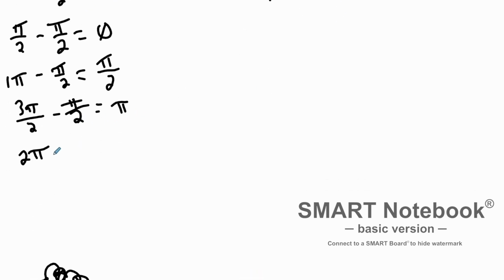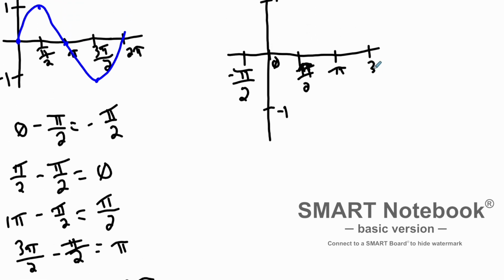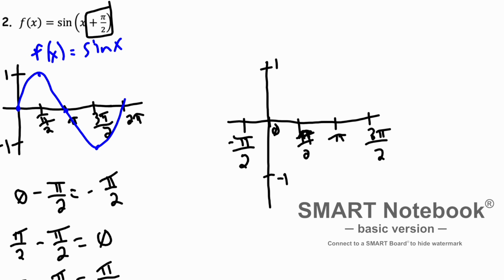And the last one, 2 pi minus pi over 2. And again, in your calculator, you do 2 minus 1/2. It'll give you 1.5. We want to change that to an improper fraction. So 3 pi over 2. That's our last point, 3 pi over 2. All right. So let's put this on the graph here.